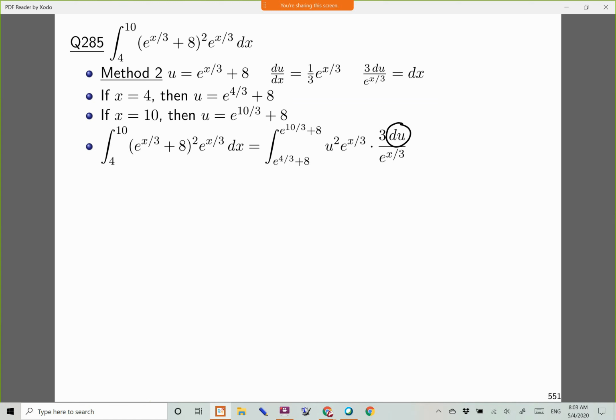And the reason is because right now, right away, from having replaced the dx, there's not a dx over here, there's a du. And when you see this du right over here, what needs to be in these spots where the integral is, those have to be u values, not x values. And you'll notice that the u values take up more writing. The x values were just 4 and 10. The u values are e to the 4 thirds plus 8, e to the 10 thirds plus 8.